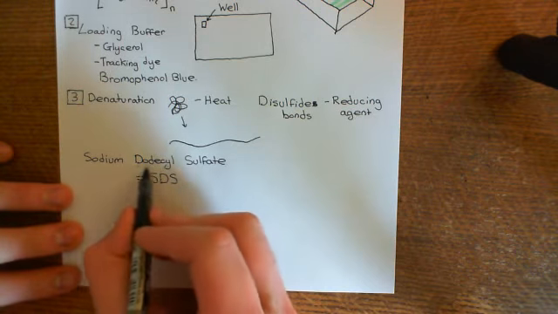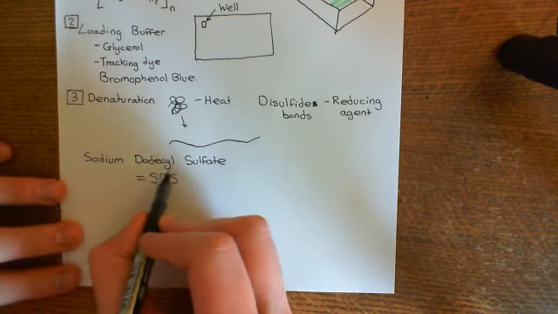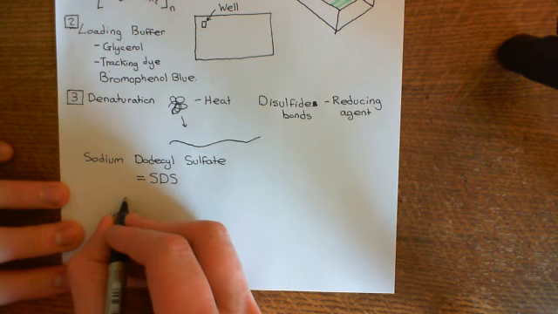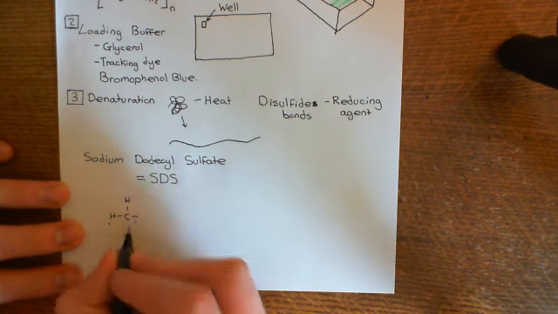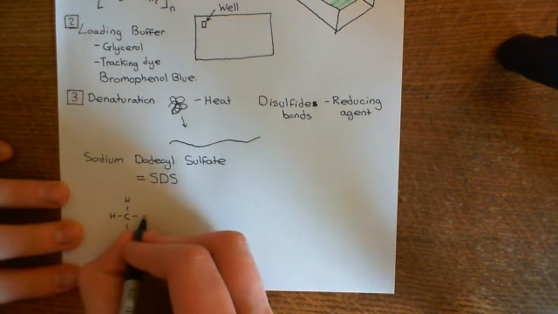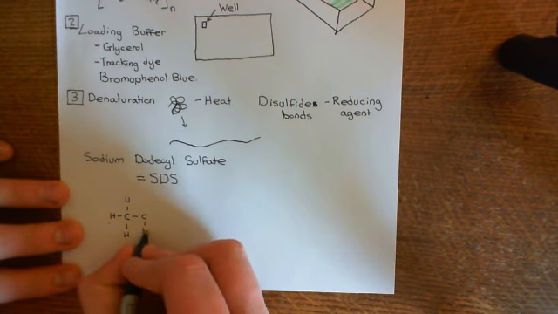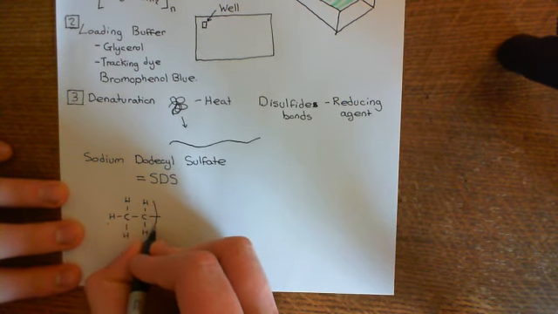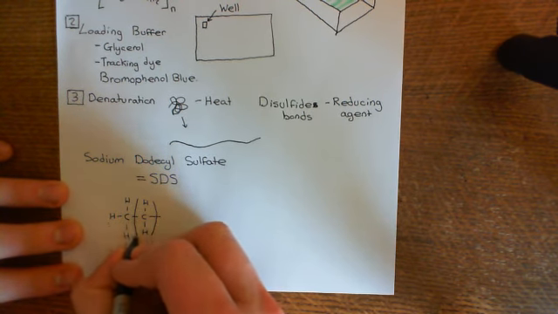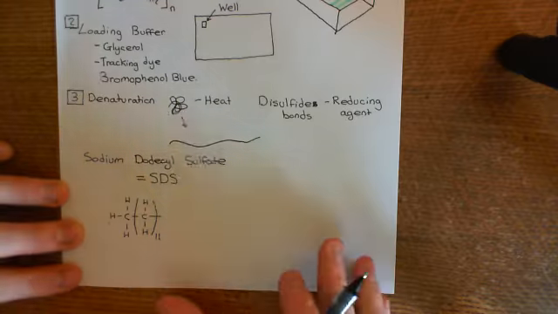Now, the dodecyl here means that it's a 12 carbon molecule, so I don't want to really draw out 12 carbons. Instead, I will use a clever trick. I'll draw a methyl group right on the end, and then I will draw methylene groups in the middle. I'll put brackets around a single methylene group and subscript it 11.